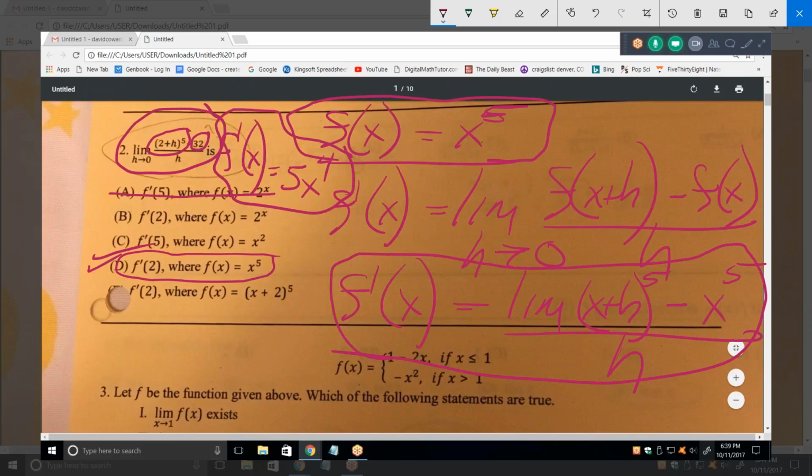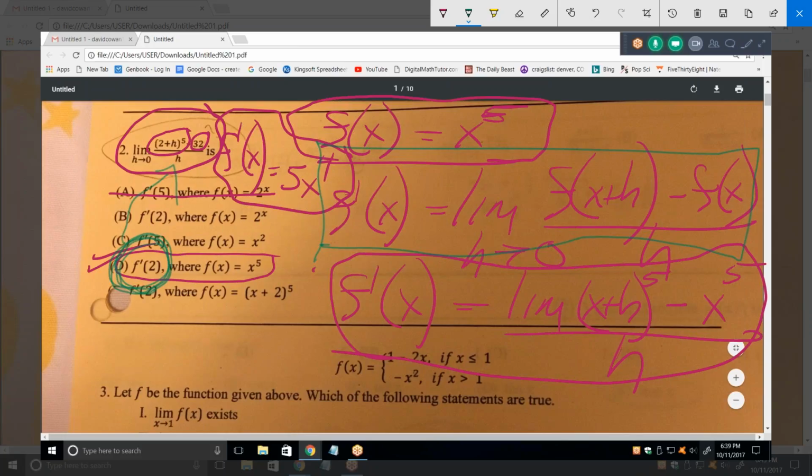The key is this right here. Now, let me change color. The key is knowing that right there: what is the limit definition for the first derivative? Once you know that it has to be this, then when you look at what they're giving us, f of x has to be x to the fifth, and x has to be 2. So this must be the derivative function evaluated at 2. In other words, over here where it says, what is f prime of 2? Well, that's what that is.